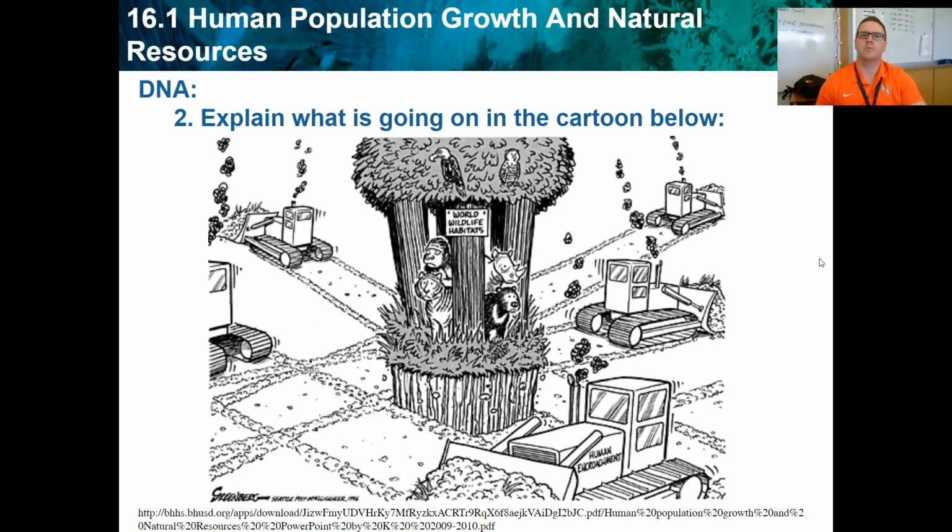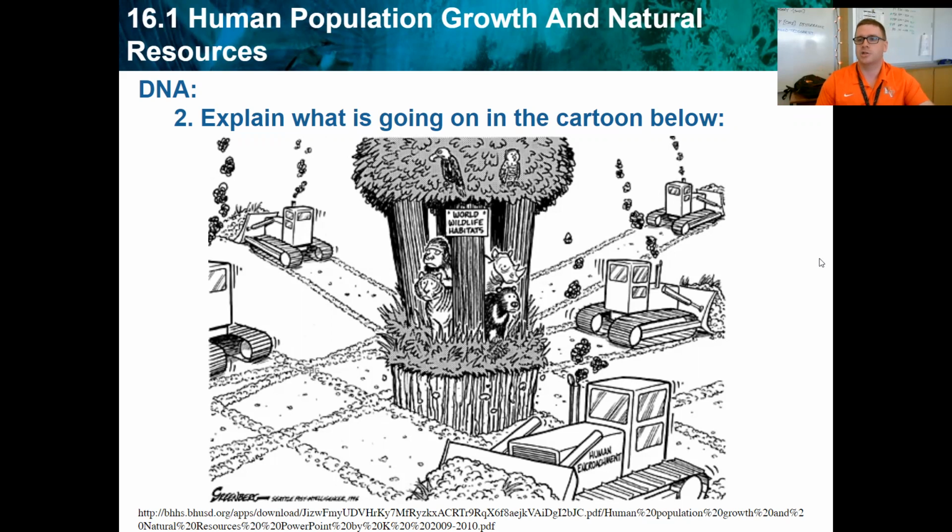In this video, we're going to review what we spoke about in class about human population growth and natural resources, and take a look at a couple of graphs that you should be aware of going forward. Some of them might show up on one of our quizzes and tests down the line. So let's just dive right into it.